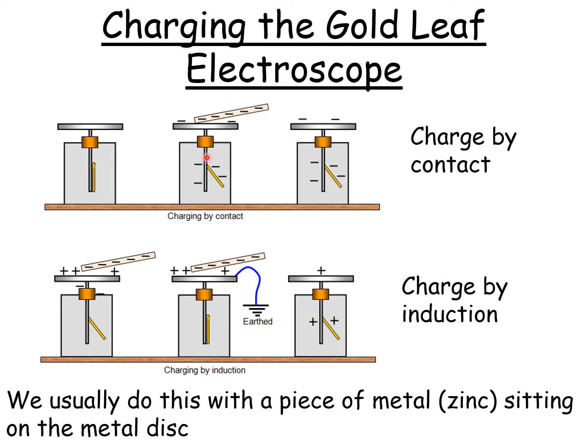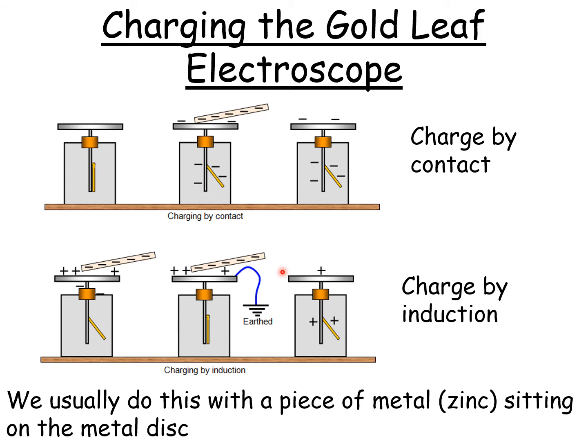And because you've got negative charges all round, remember, like charges repel, so that makes the gold leaf rise up the way. When we take the conductor away, the charge remains in the gold leaf, and the gold leaf should stay at that angle there. So that's what we mean by charging by contact.